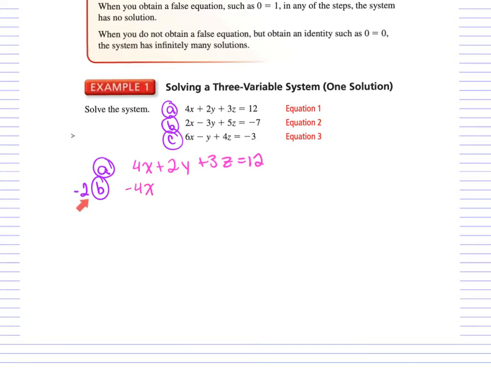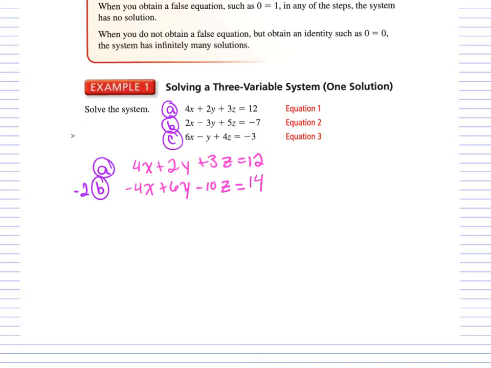Then I'm going to take -2 times -3y, which is positive 6y. Then I'm going to take -2 times 5z to give me -10z. Equals. Now I'm going to take that -2 and times it by -7. That gives me positive 14.